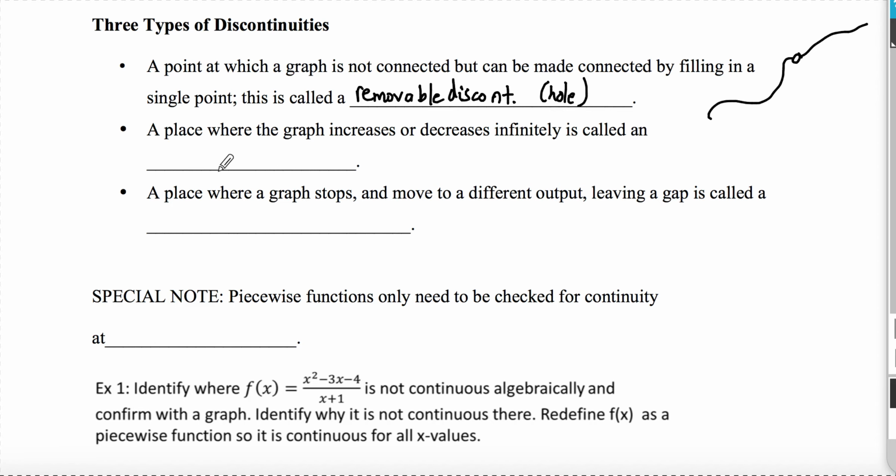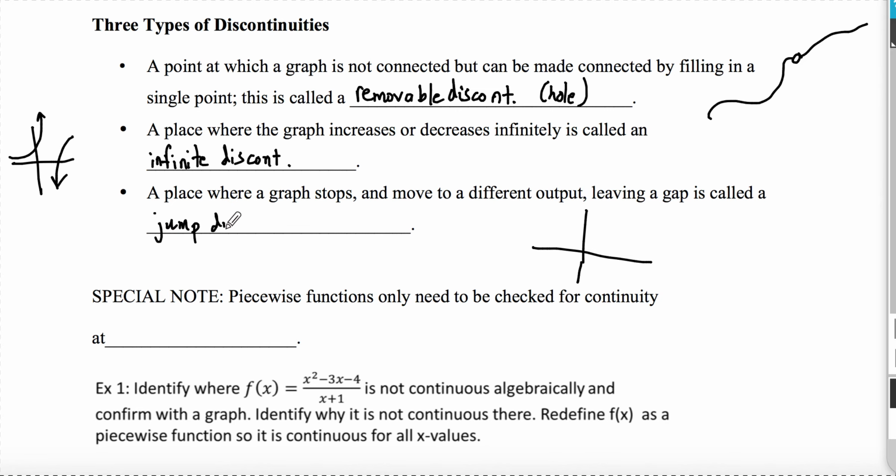A place where the graph increases or decreases infinitely, we think of those sometimes as vertical asymptotes, have another name. They're called infinite discontinuities. And a place where a graph stops, moves to a different point, and leaves a gap is called a jump discontinuity. A jump discontinuity happens in piecewise graphs where this guy's coming along, maybe it stops right there and then jumps up to a new spot and keeps on going. That'd be a jump discontinuity. All right.